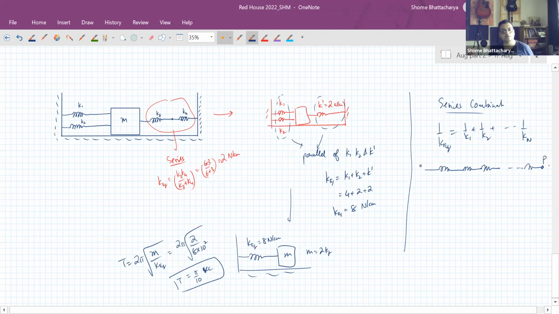This is the end point. Then a combination like this can be reduced to a single spring, whatever is connected to that end.